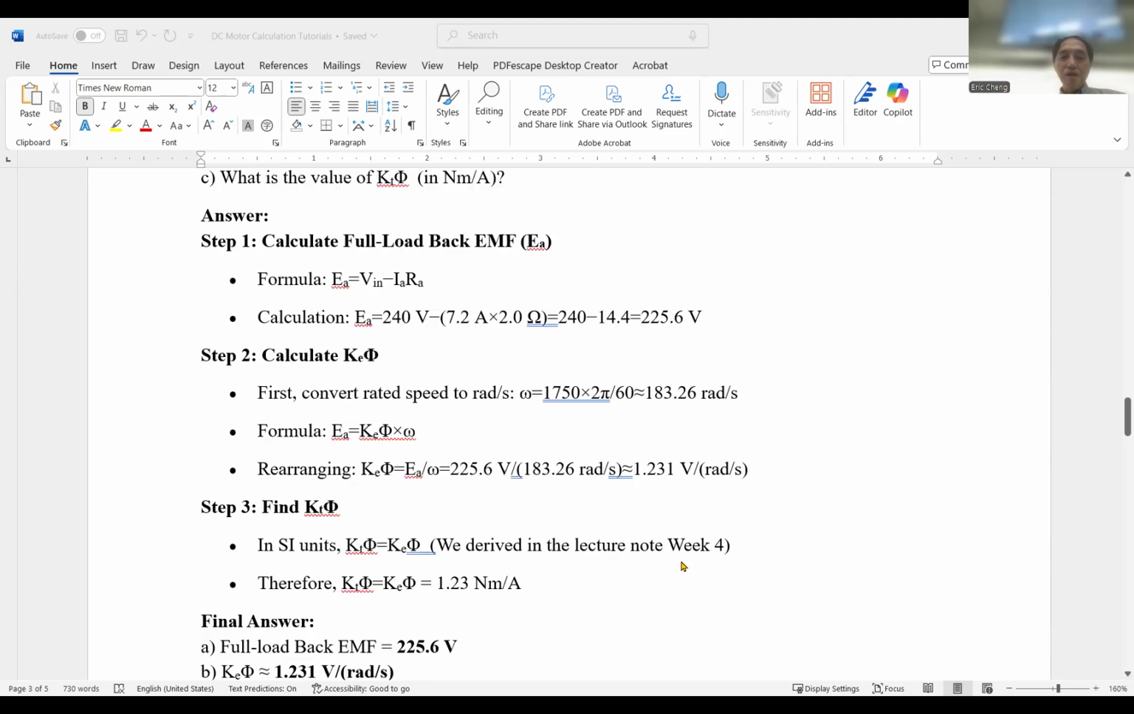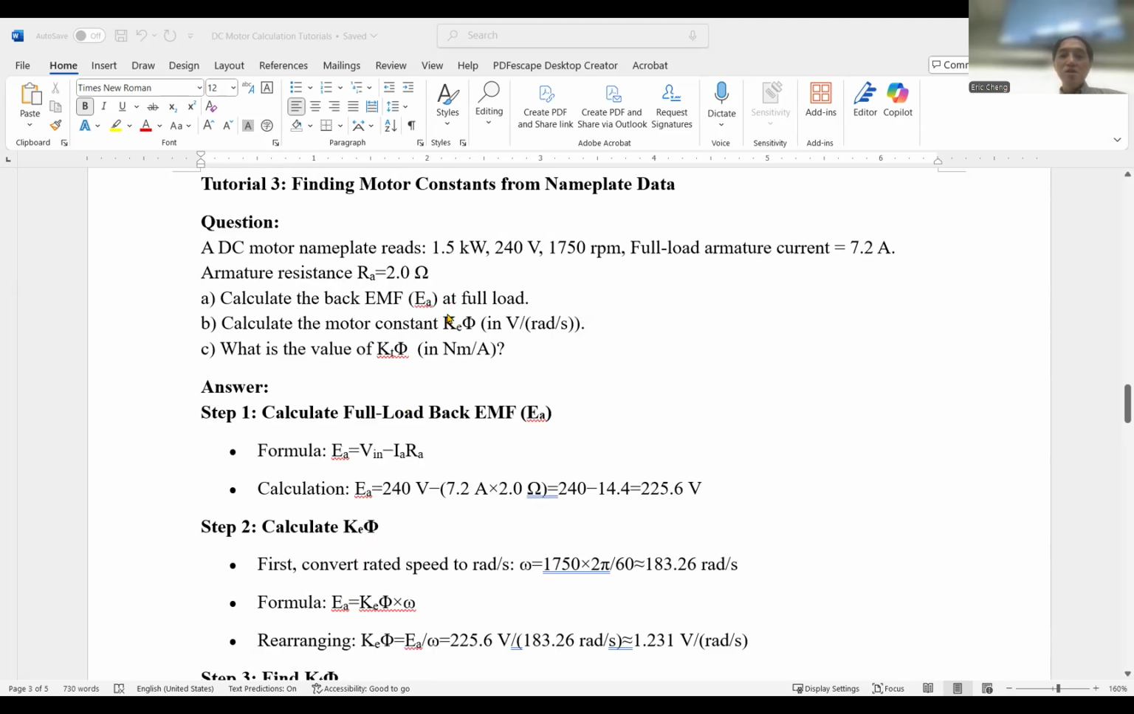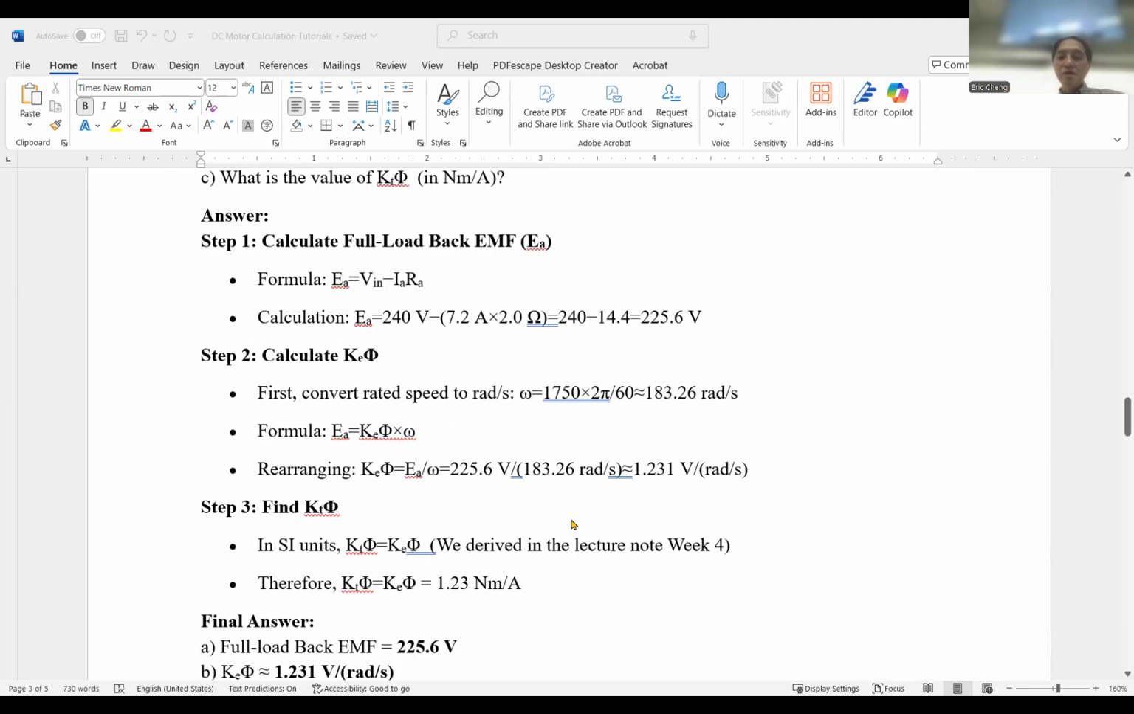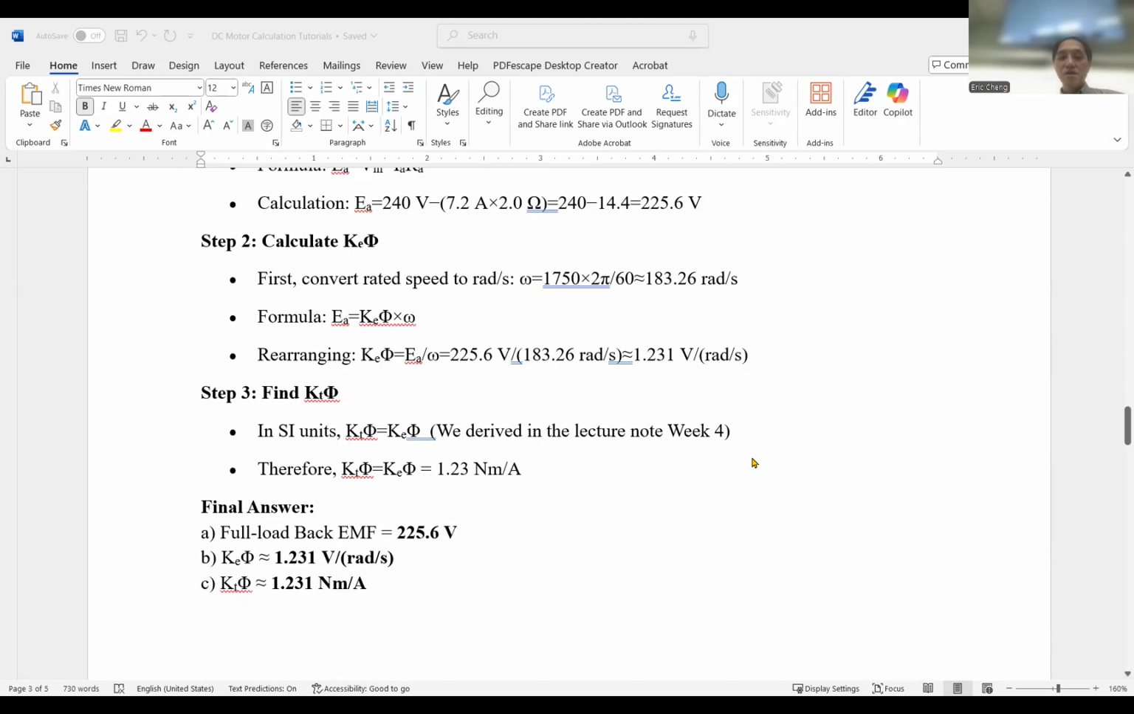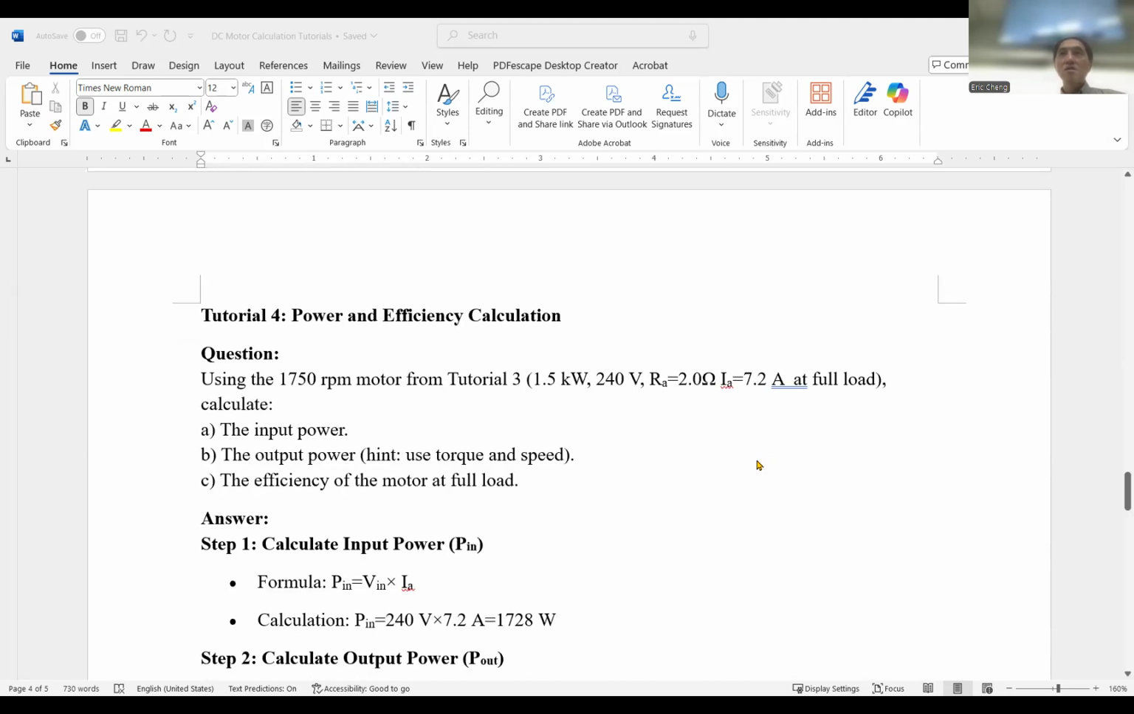So if the first question asks us for the back EMF constant, how about the torque constant? In theory, I assume them to be the same. We just use 1.23 here. But the difference is mainly the unit. If I ask you about the torque constant, the unit will be Newton meter per amp. If I ask you about the back EMF constant, it will be volt per radian per second. So that's the way to do it. All three examples are quite straightforward, just making use of the torque constant, the back EMF constant, and the voltage equation.